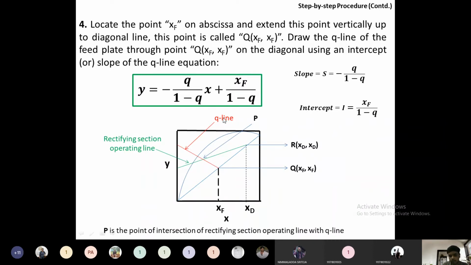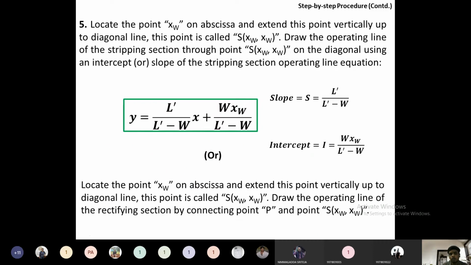So the first one is the operating line for the rectifying section, which is the green line, and this red line is the q line for the feed plate. So this is the q line. Then you have already drawn your feed line. The next procedure is to draw the stripping section operating line. To draw it, we could use this equation.